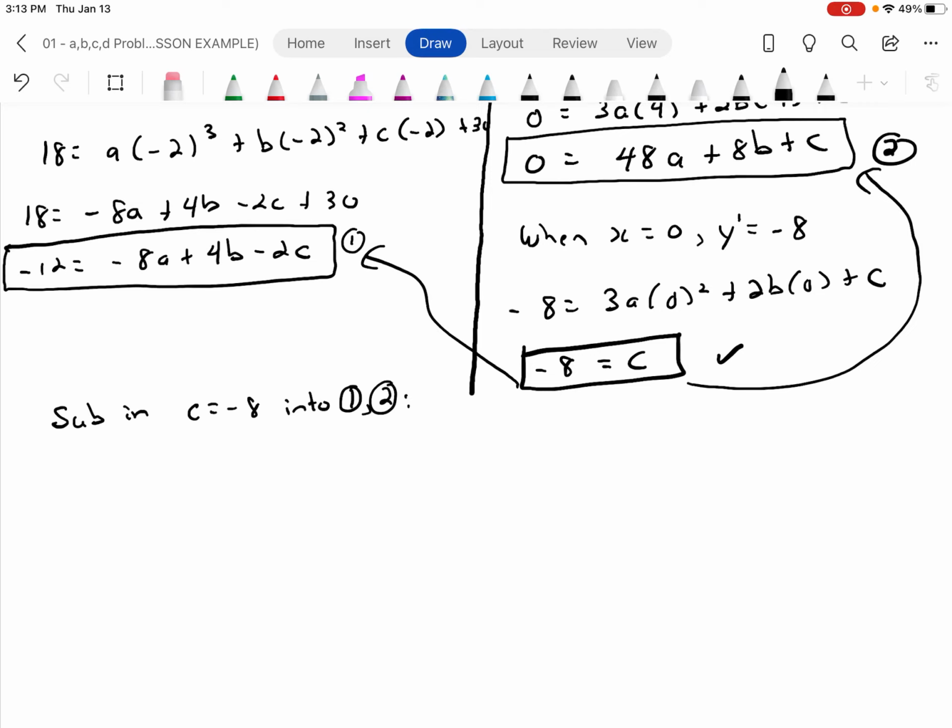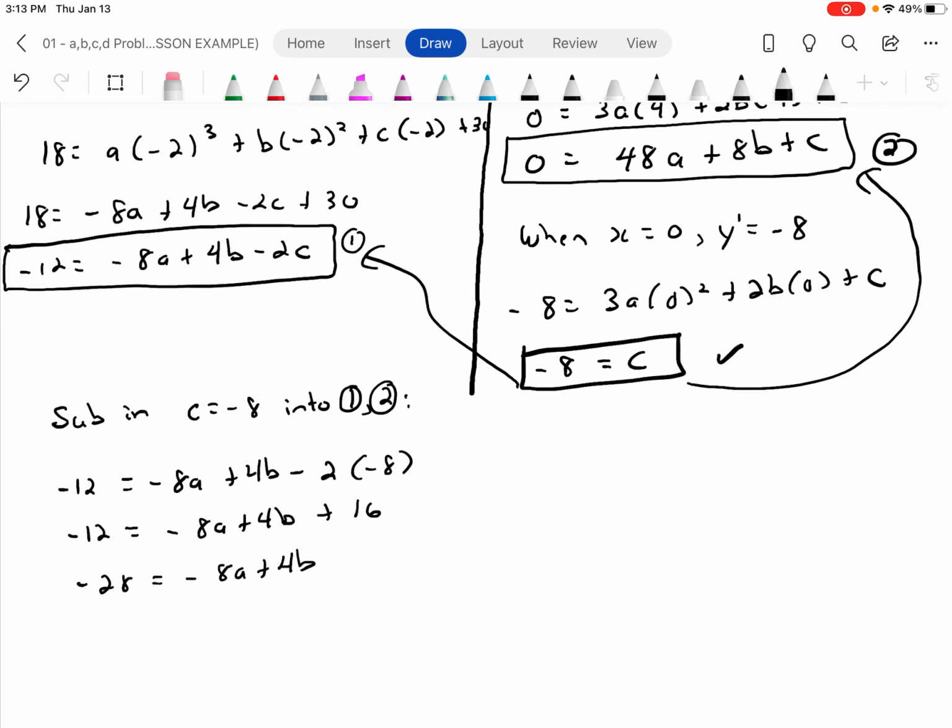I've already given it away here, but so into 1, I go -12 equals -8a plus 4b minus 2 times -8. So I get -12 equals -8a plus 4b plus 16. I'm going to bring that 16 over, and I get -28 equals -8a plus 4b. And I'm going to call that equation 3, because I'm really happy about equation 3, because it's got only a's and b's. When I sub that c equals -8 into equation 2, I get 0 equals 48a plus 8b minus 8.